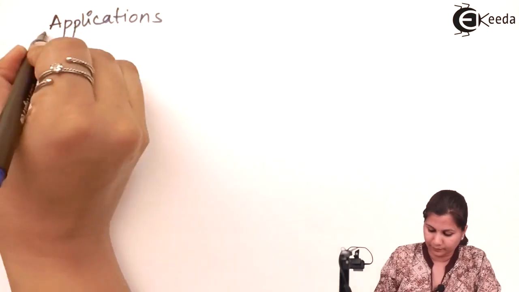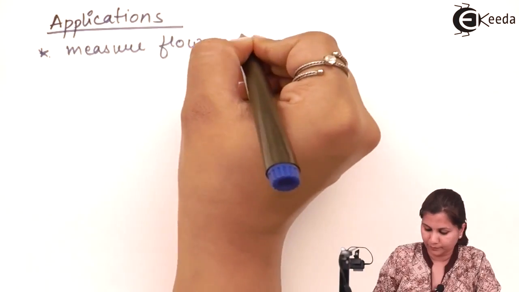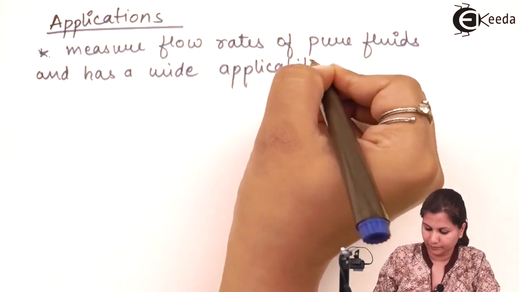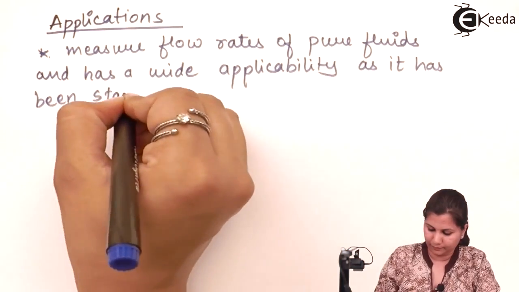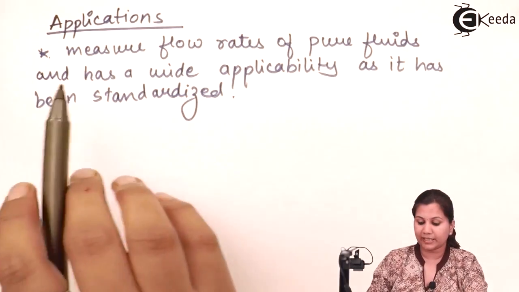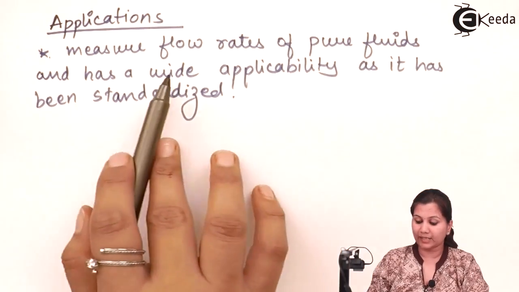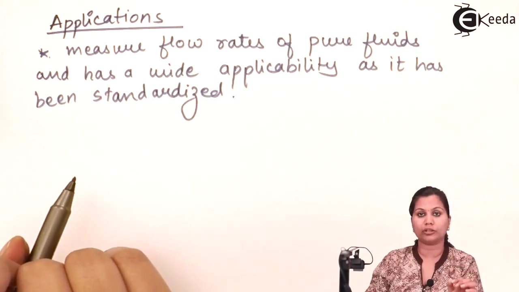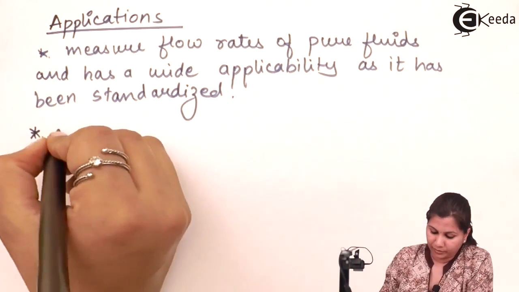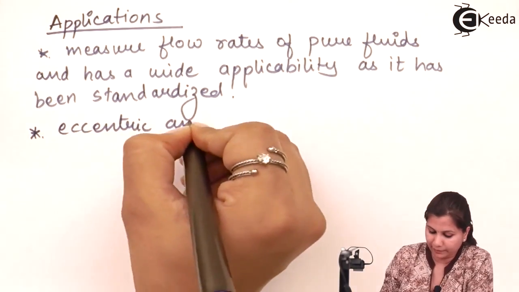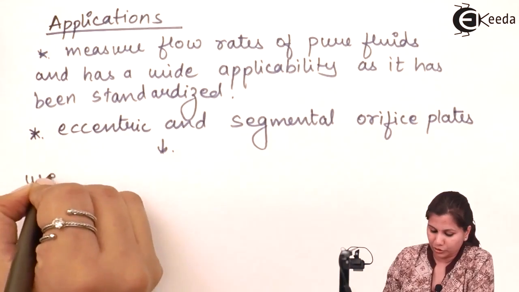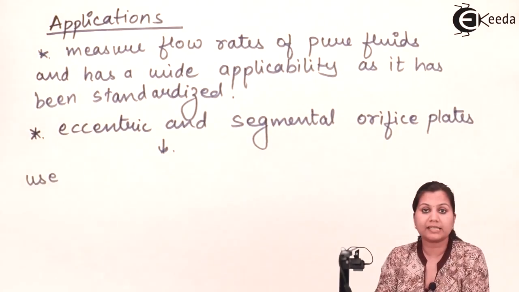Now comes its applications. The orifice plates are used to measure the flow rates of pure fluids, and it has wide applicability as it has been standardized and it is used as the primary sensing element for the flow rate. Also, there are types of orifice plates like eccentric and segmental. These orifice plates are used to measure the flow rates of liquids which contain suspended materials.